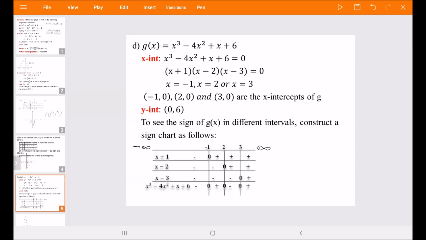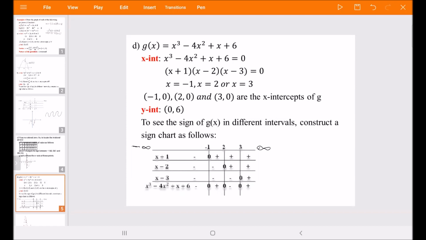The number of factors is 1, 2, and 3. So we have to prepare a table having 4 rows. The 3 rows are to determine the sign of the factors, and the last row is to determine the sign of the polynomial. As we did for the previous example, let us start from the first factor of this polynomial, x plus 1. It is equal to 0 when x is equal to minus 1. Then we have to analyze what happens to the sign of x plus 1 when we assume a value less than minus 1 and a value greater than minus 1.